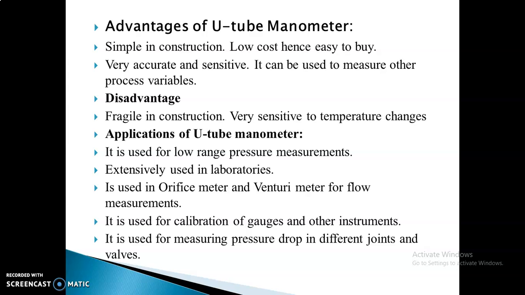The next application is that it's used for calibration of gauges and other instruments. So the U-tube manometer is a calibration instrument. Calibration is nothing but the unknown value being compared with a known standard. That is what calibration talks about. And also it is used for measuring the pressure drop at different joints as well as valves, whatever valves you are going to use in the industry.